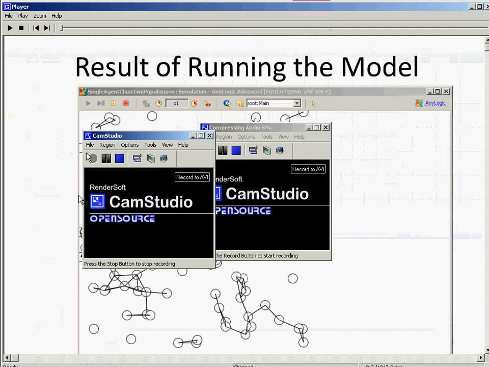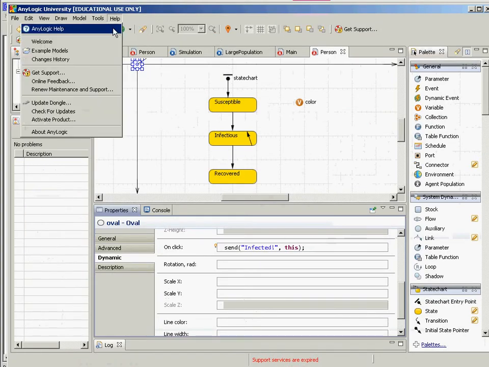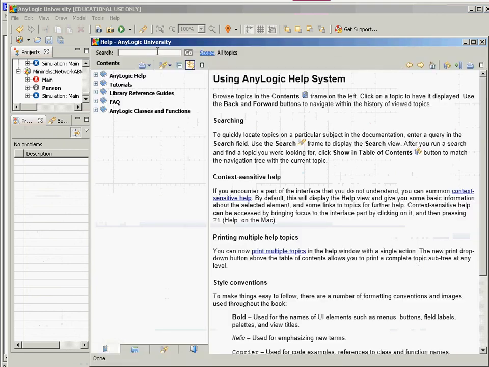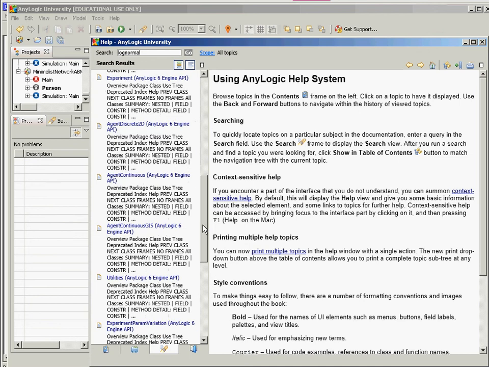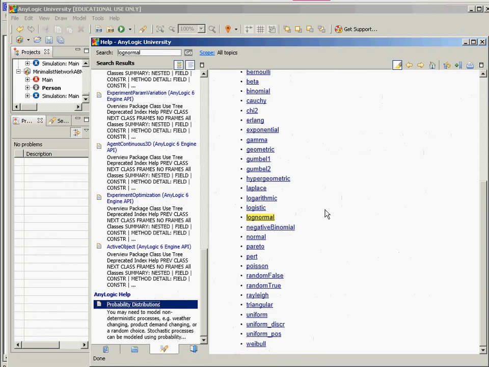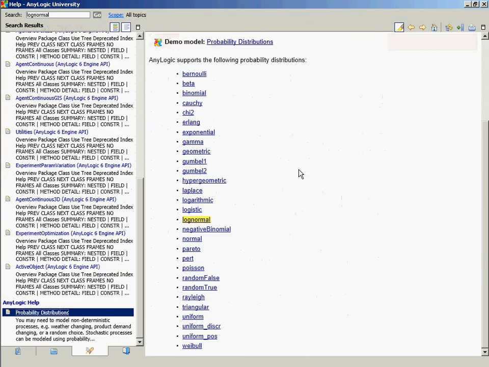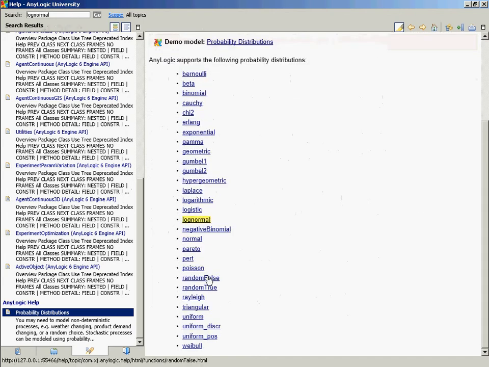So maybe I'll use this just to illustrate some aspects of AnyLogic's help here, because you'll find that quite well documented in terms of its basics. So if you search under AnyLogic help for probability distributions, you'll notice that there's this list that appears that describes various probability distributions supported directly within AnyLogic.